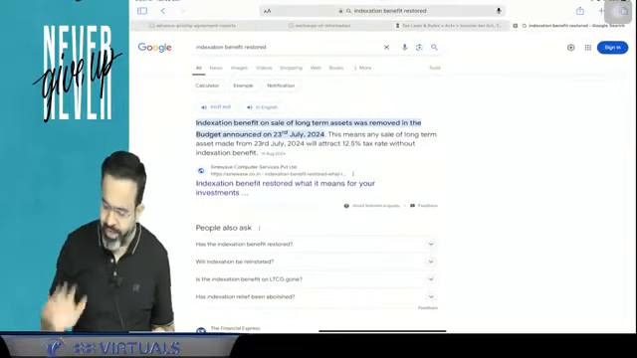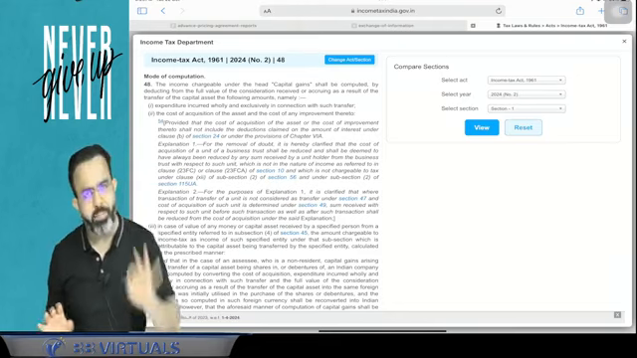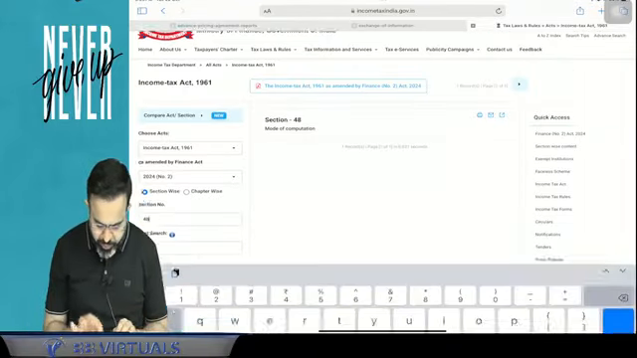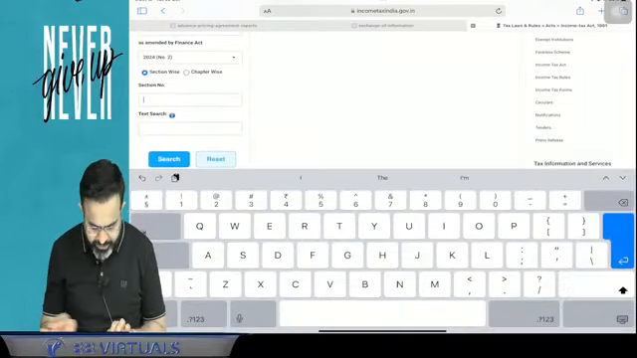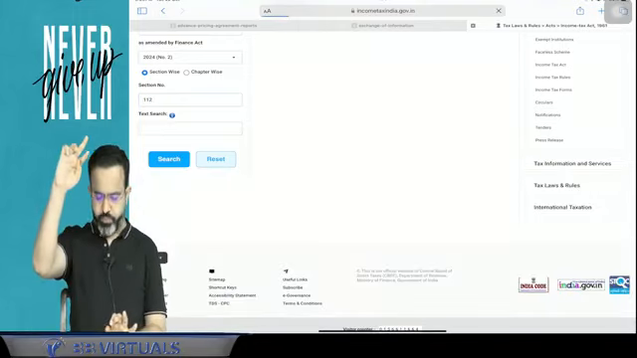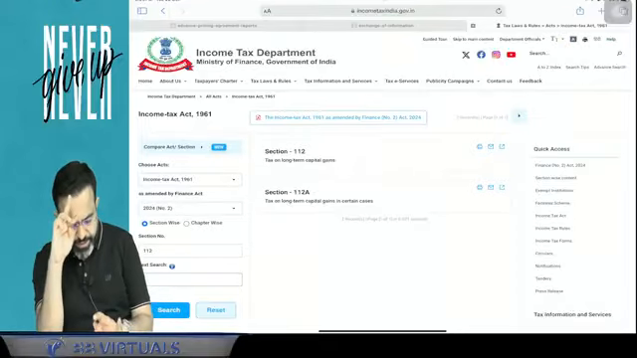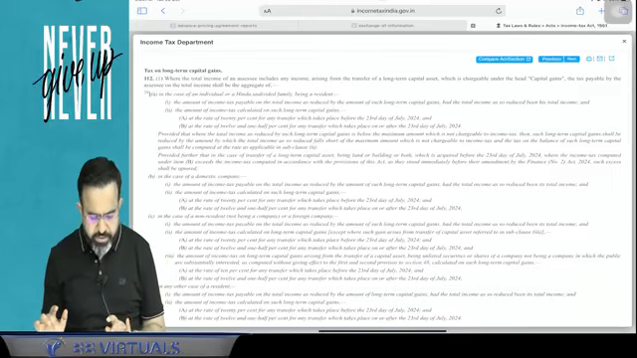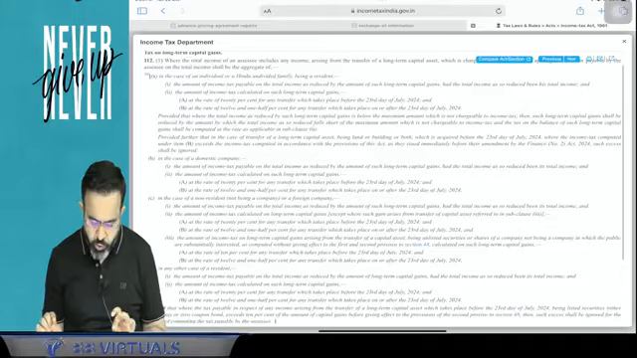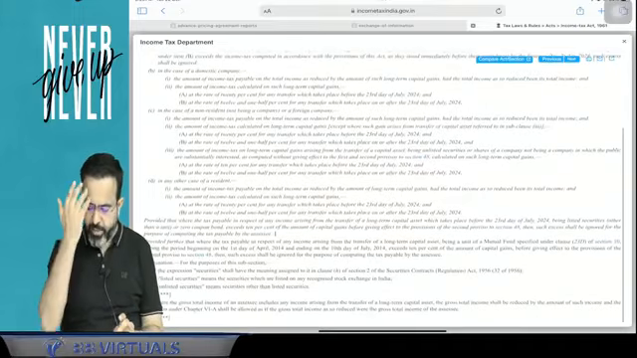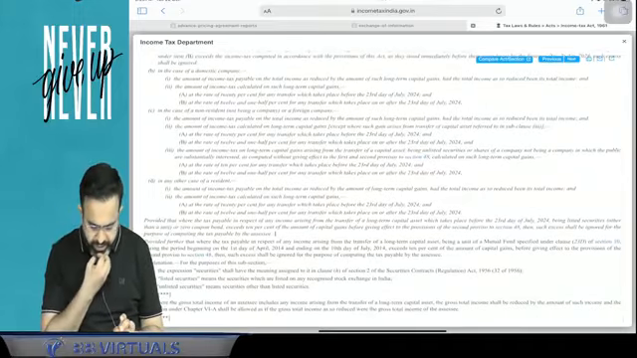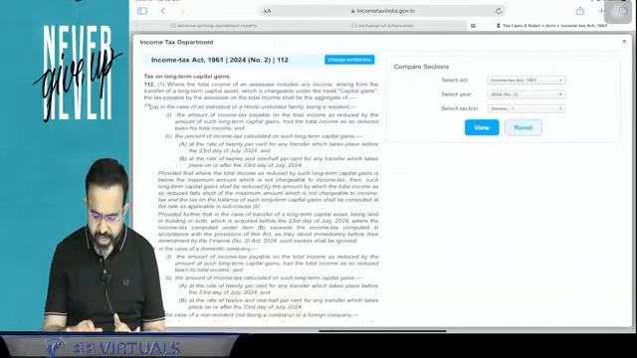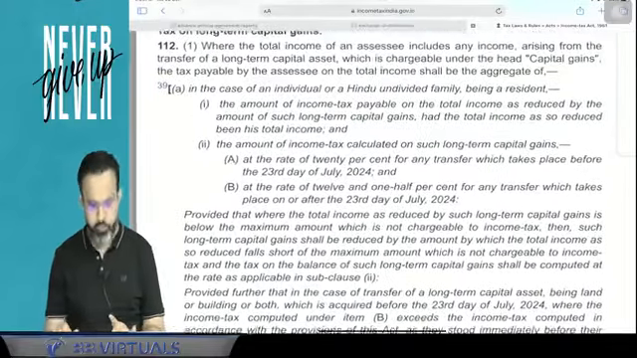What amendment they made in the law, I am showing you the amendment part. Directly, I am showing you section 112. 112 is basically for long term capital gain. Did Nirmala Sitharaman ji really restore the indexation in case of immovable property? This is section 112, which they have amended, and in section 112 they have introduced one proviso.